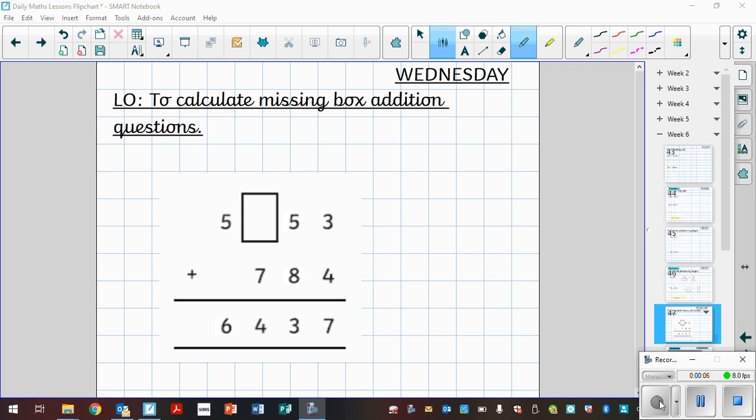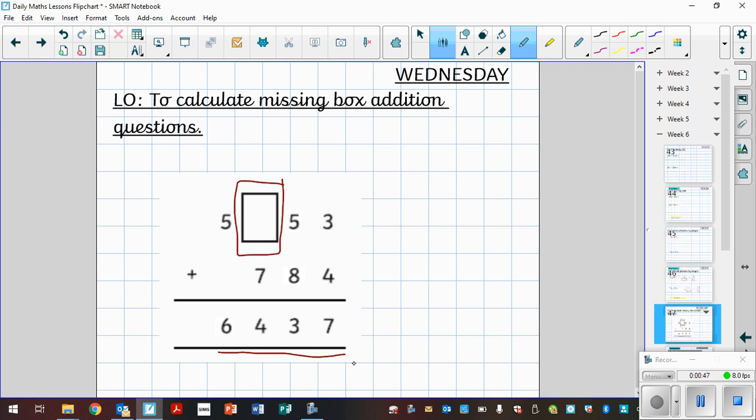Now, for our arithmetic starter today, we're looking at calculating missing box addition questions. So we're just concentrating on the addition element of it today. And as you can see on the example, we've got this addition calculation with this box missing. So we know that there's going to be a digit that goes in there. So once you do the calculation, your answer will be 6,437.